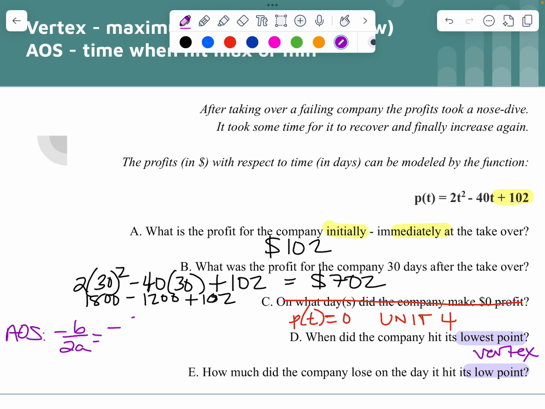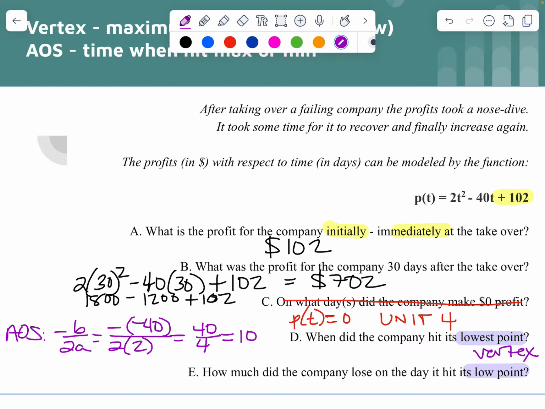Let me make a skeleton. B here is negative 40, so I really like having the skeleton going here. A is 2. Negative 40 times negative is 40. And then 2 times 2 is 4. And we get that our axis of symmetry is 10, which is fantastic.